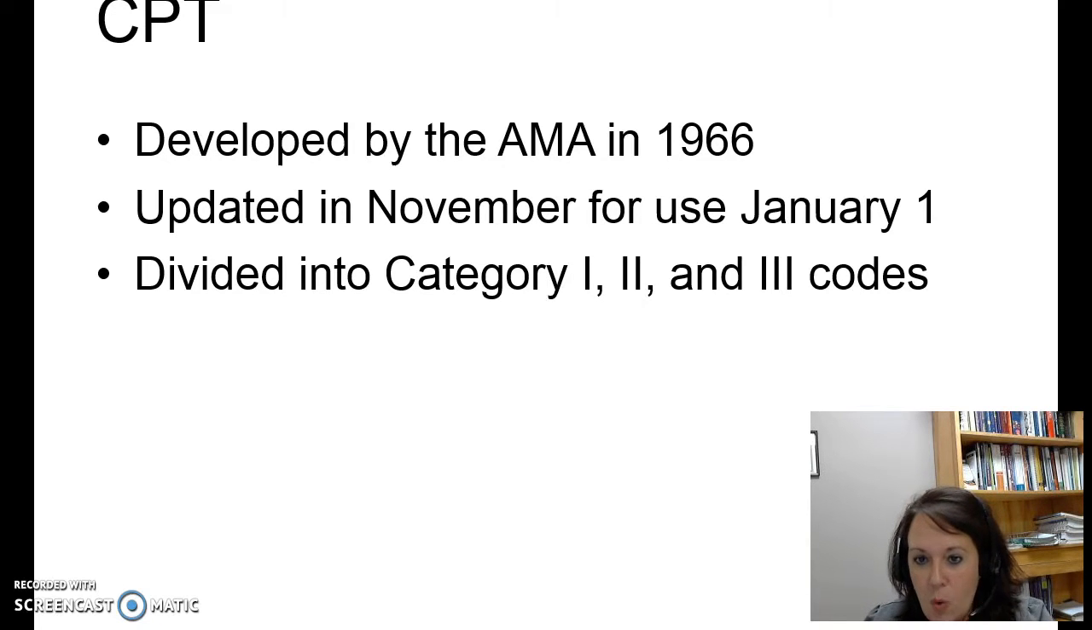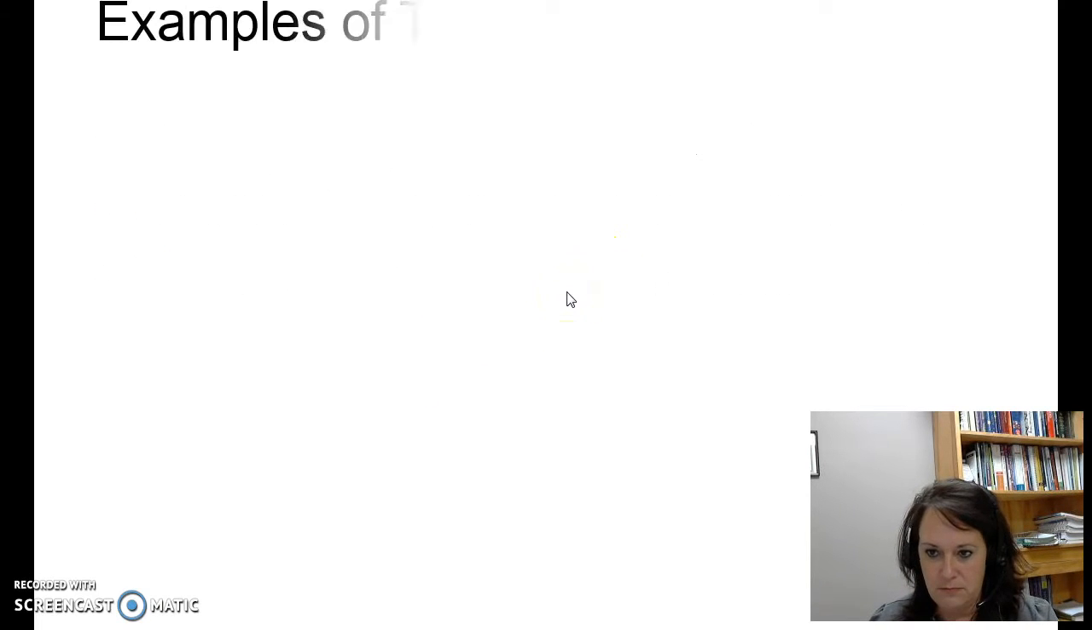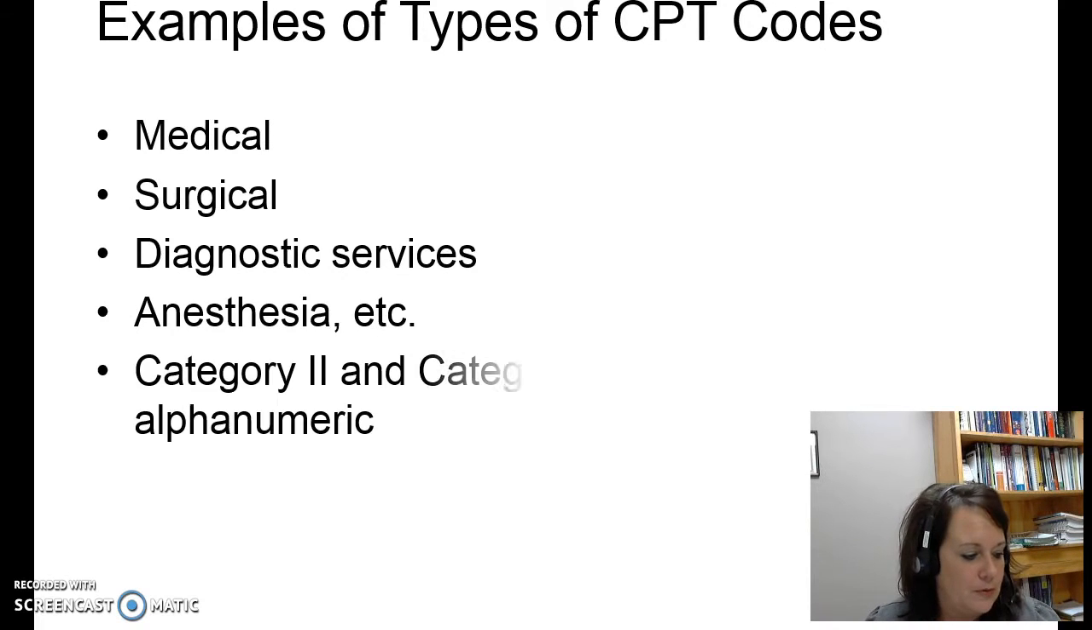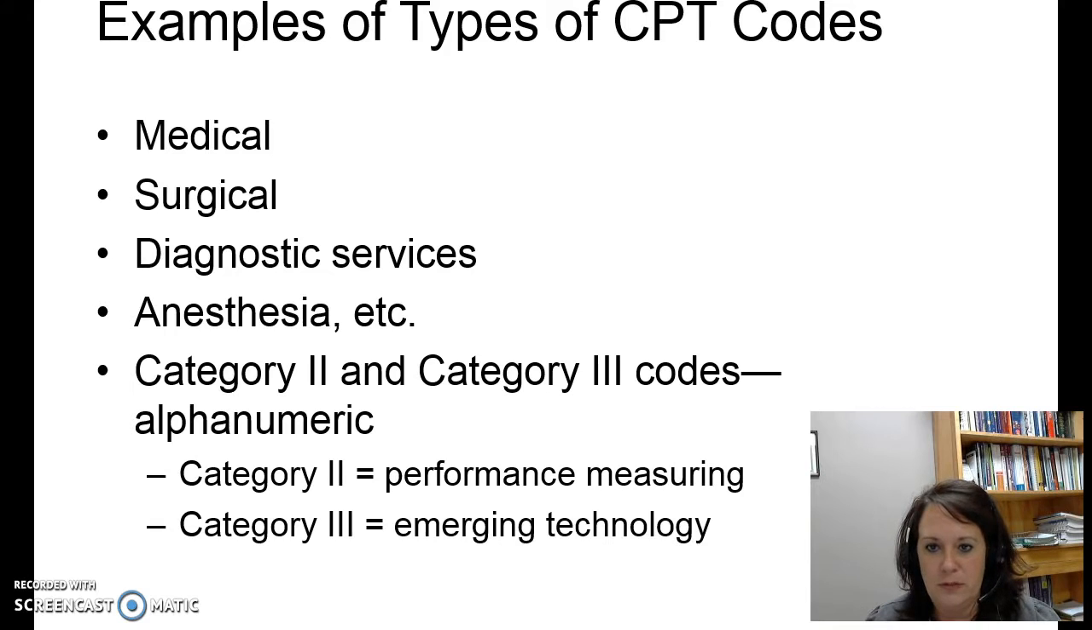And category 1, divided into category 1 here on the slide, that's what we're going to go through this semester, category 1 codes. Okay, that's going to be us. These are all examples of CPT codes. Okay, we have medical codes, we have surgical codes. Diagnostic services would be lab tests, x-rays, ultrasounds. Okay, we're going to code all those types of things. Anesthesia has codes.